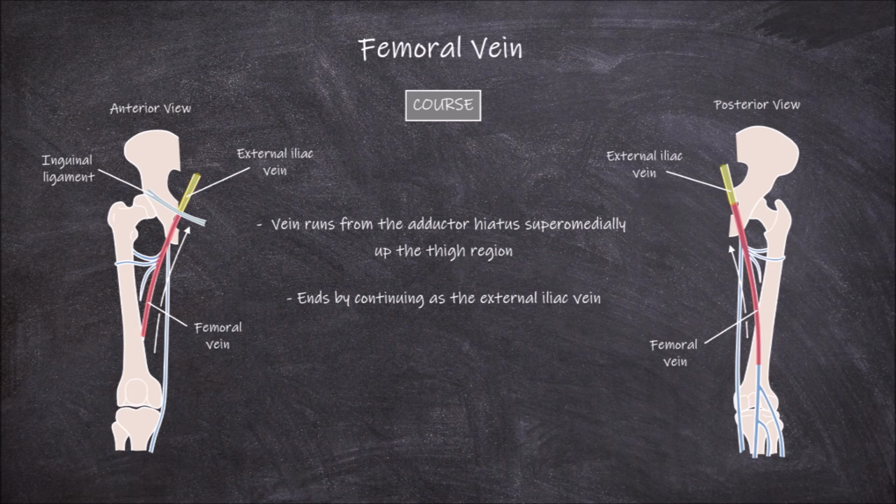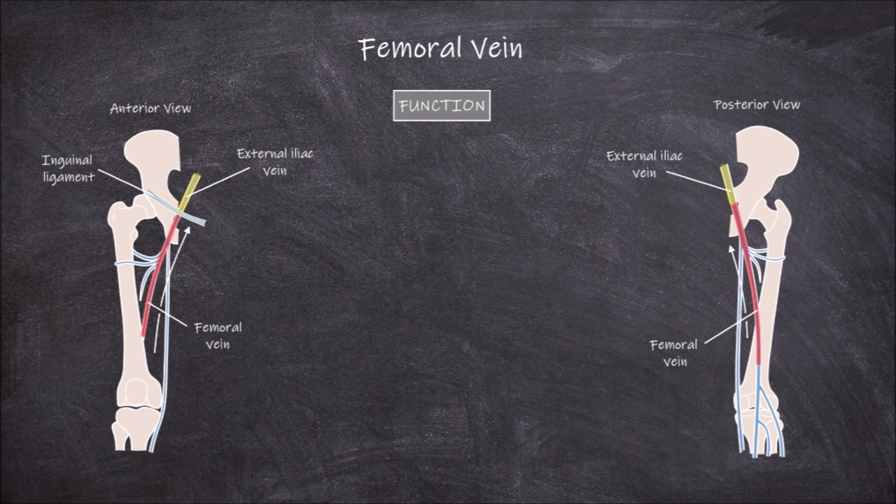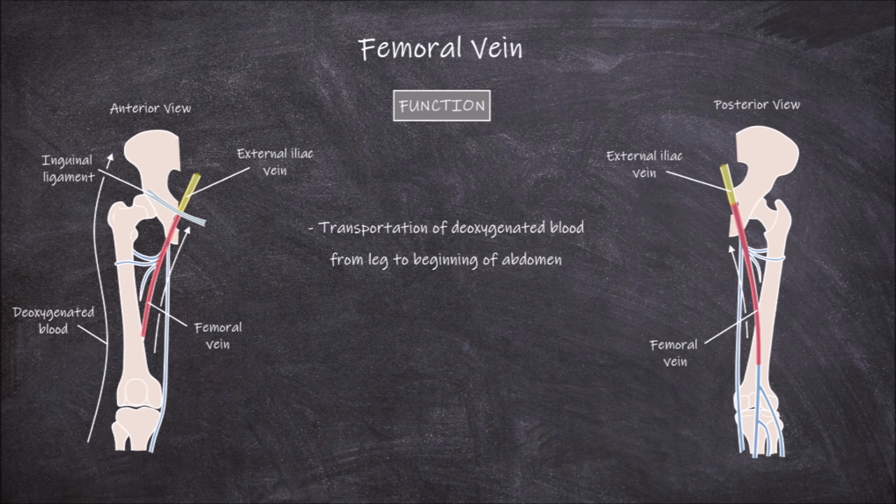What is the function of this vein? This vein's main function is in the transportation of deoxygenated blood from the leg to the beginning of the abdomen. From this vein, the blood runs through the external iliac vein and onwards on its way back to the heart. And that concludes this video on the structure and function of the femoral vein. I hope you found it helpful.